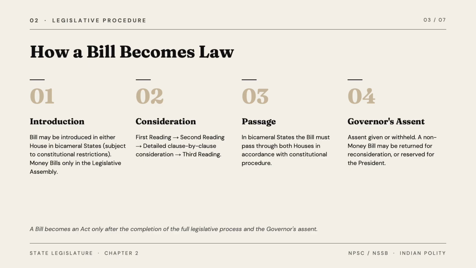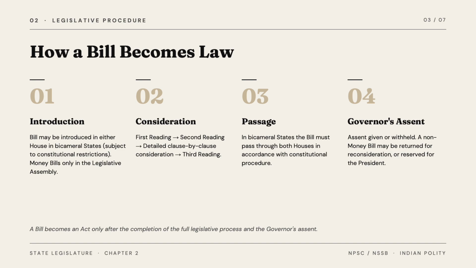Now, how a bill becomes a law. Introduction: the bill may be introduced in either house in bicameral legislature. We have the Lok Sabha, we have the legislative assembly as well as the legislative council, right? So in our case, we only have the legislative assembly, and money bills can only be introduced in legislative assembly, but any other bill can be introduced in either of the house. Now let's take the case of Nagaland. We only have a legislative assembly. So let's say the bill is introduced in the legislative assembly.